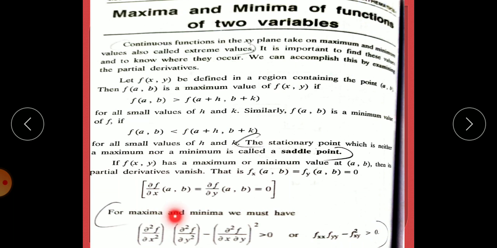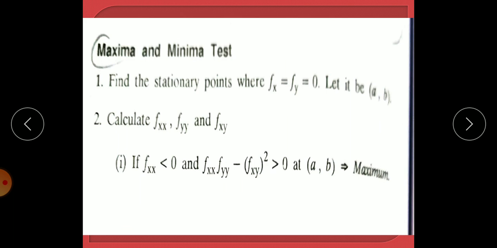This is an important thing. You have to highlight the formula in all the questions whichever you are writing. So this only we are going to prove. For this we have some conditions. First find the stationary points where fx and fy equal to 0. Let it be (a, b).